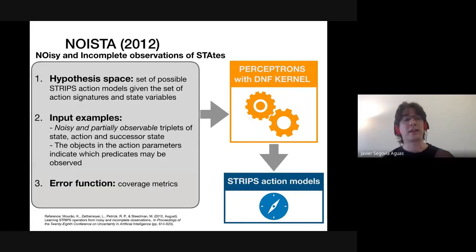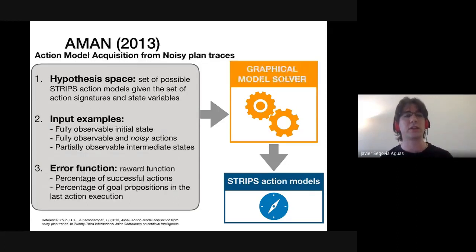And another one that considers noise and incomplete observations is NOISE in 2012, that also measures coverage metrics, but it uses perceptrons with DNF kernels. I leave all these systems for you to explore mostly, and I leave just the list of them.